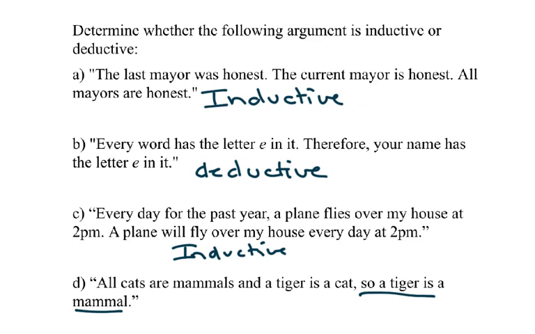Determining after that a tiger is a mammal based on the first two statements is very specific. And so this is deductive reasoning.